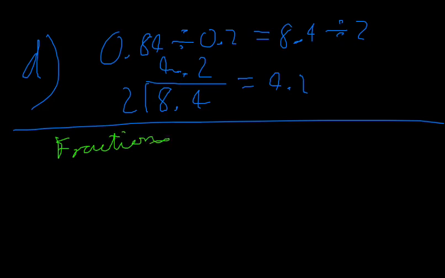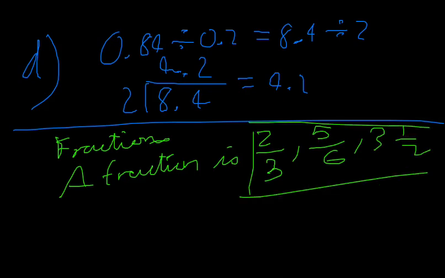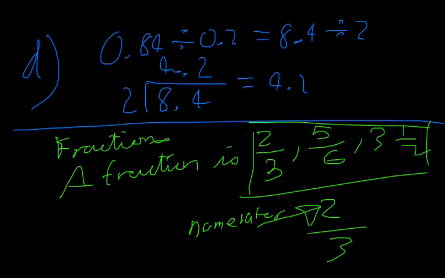So a fraction is like 2 over 3, 5 over 6, 3 and 1/2. Those are all fractions. You can tell because they have a numerator. So let's do 2 over 3. Numerator. And a denominator.